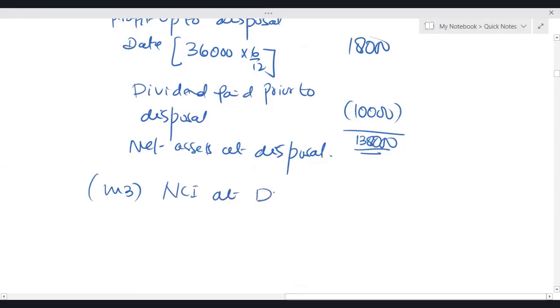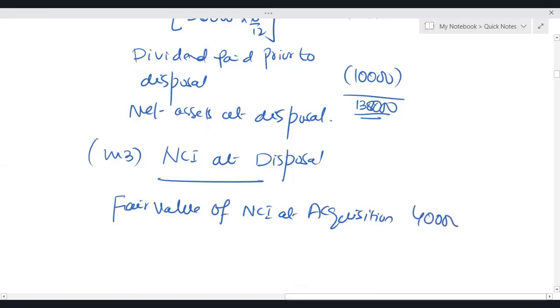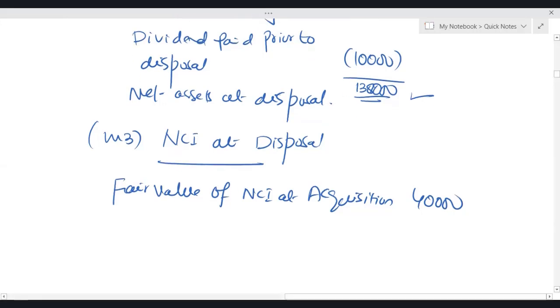NCI at disposal. First, we have to take fair value of NCI at acquisition. They have given us 40,000. Now listen carefully. At disposal, we have calculated net assets of 1,38,000. At acquisition, they were 110. So we have to give a share to NCI.